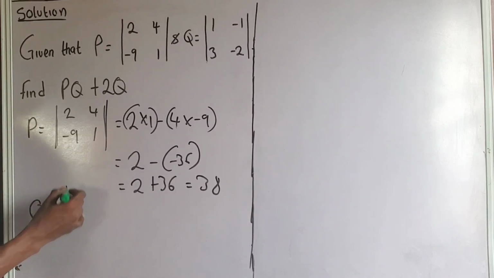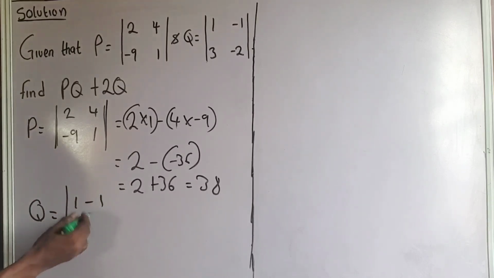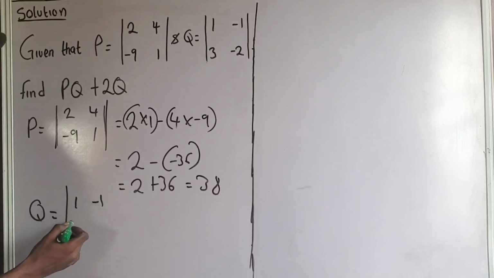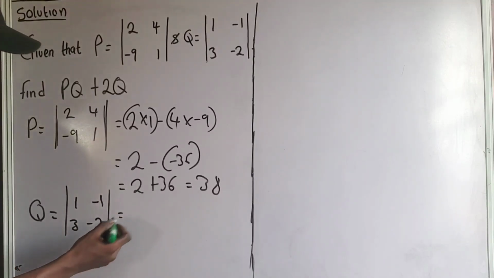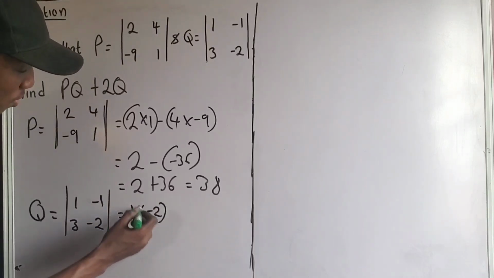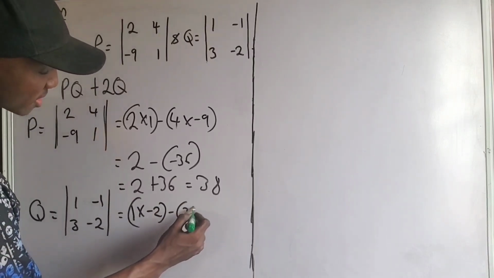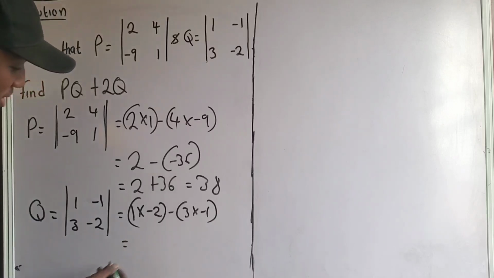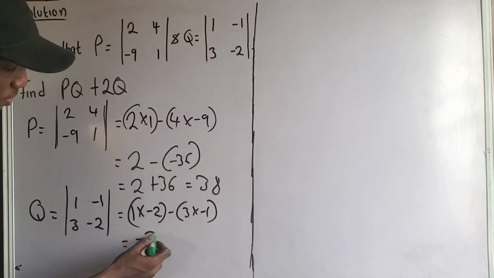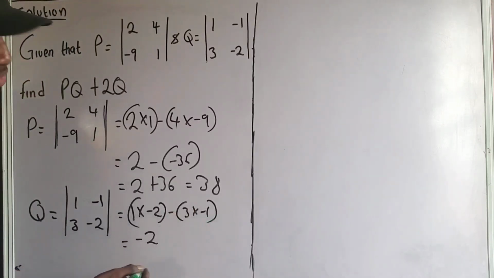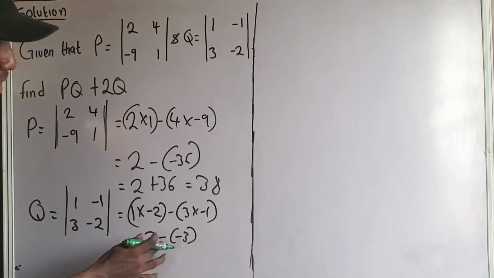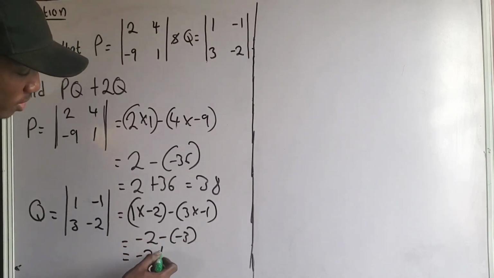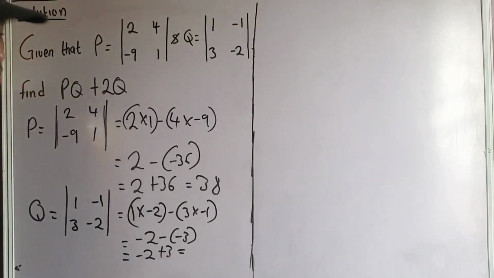Q is equal to 1, negative 1, 1, negative 1, 3, and negative 2. Okay, take the determinant. I'm going to have 1 times negative 2 minus 3 times negative 1. Okay, 1 times negative 2 is what? Negative 2. And 3 times negative 1 is what? Negative 3. So I'm going to have negative 3. Okay, negative 2 minus minus 3, that is what? Minus 2 plus 3. Minus 2 plus 3 will give me 1. So the determinant of this is 1.